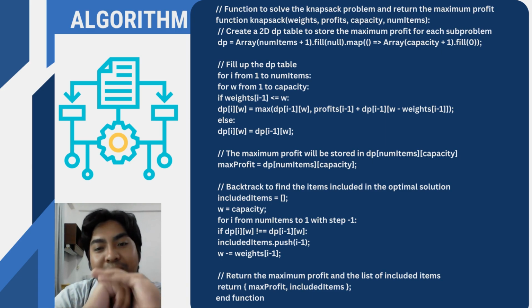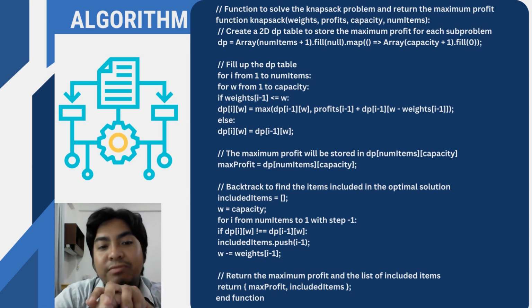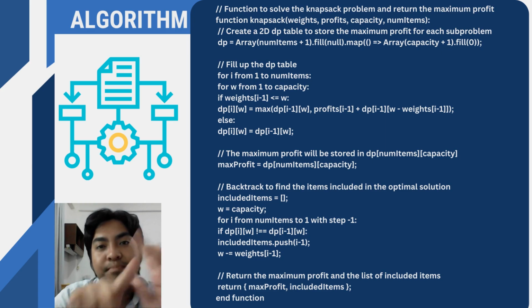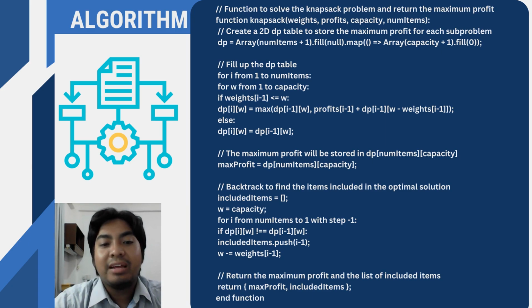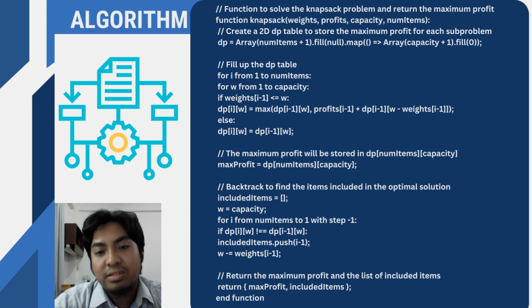And next, we're going to find the maximum profit. Once the DP table is filled, the maximum profit that can be achieved using the knapsack is stored in DP[N][W max]. After that, we're going to backtrack to find the included items.